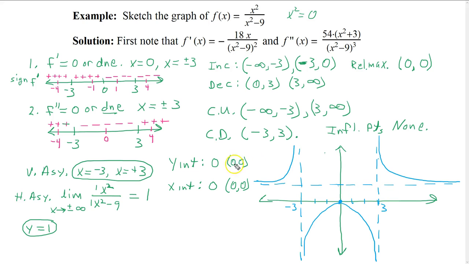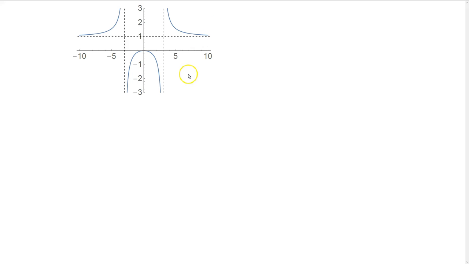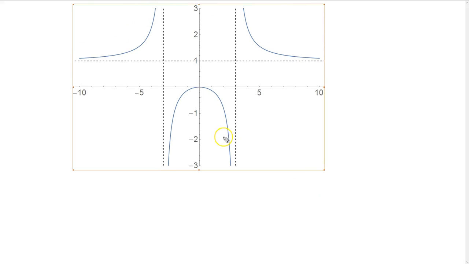Let's take note of the graph that we have from graphing it on a computer graphing system and see if it matches up with this information that we have here. And so here's what our graph looks like by graphing it on a computer graphing system. Notice that right here we have our vertical asymptotes at -3 and +3. We have a horizontal asymptote at 1. We have a relative maximum right there at 0, 0, and that's also our x and y intercepts.